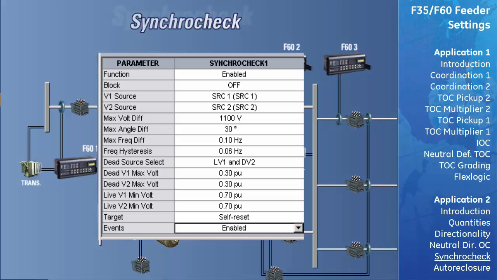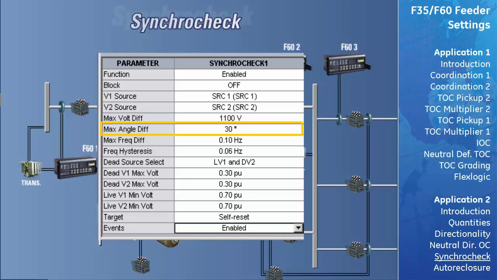The Synchrocheck 1 V1 source setting selects the source for voltage V1. The Synchrocheck 1 V2 source setting selects the source for voltage V2, which must not be the same as used for the V1. The Synchrocheck 1 V2 maximum voltage difference setting selects the maximum primary voltage difference in kilovolts between the two sources below, which is within the permissible limit for synchronism.